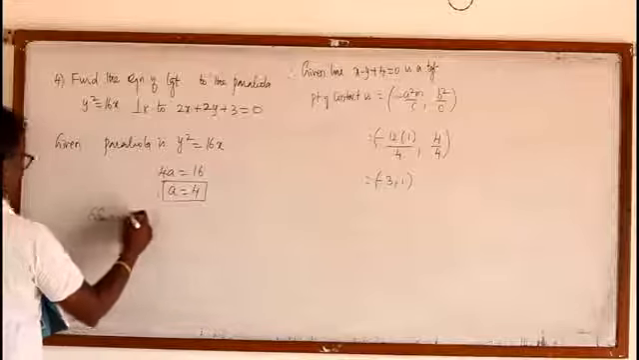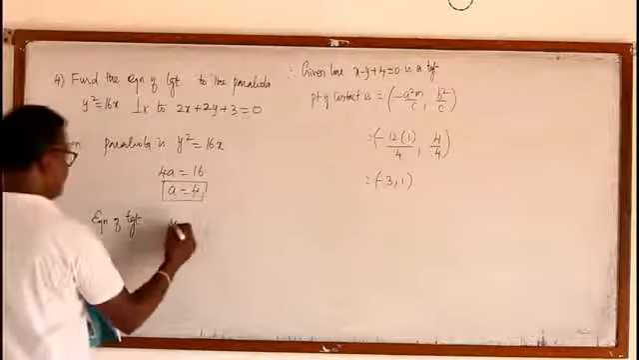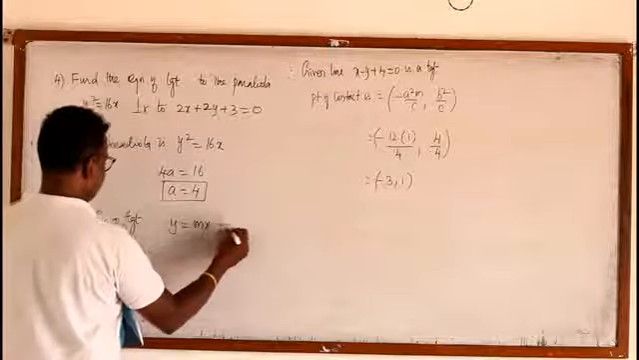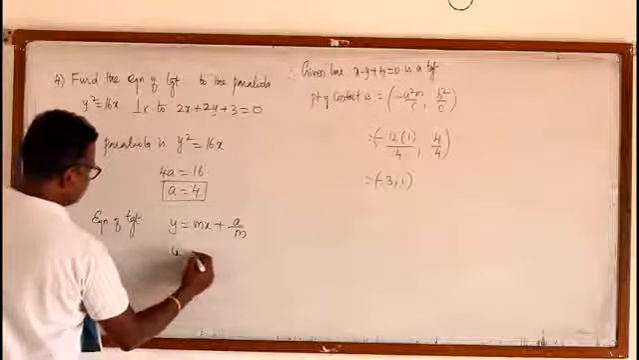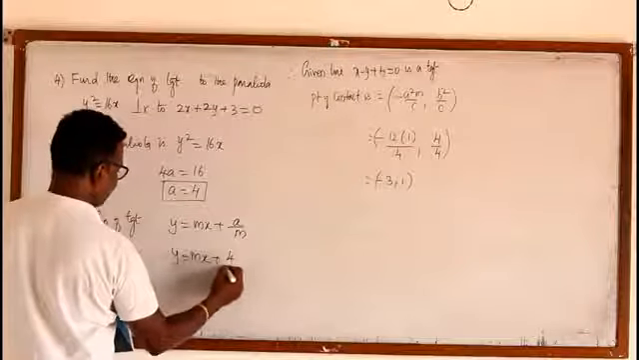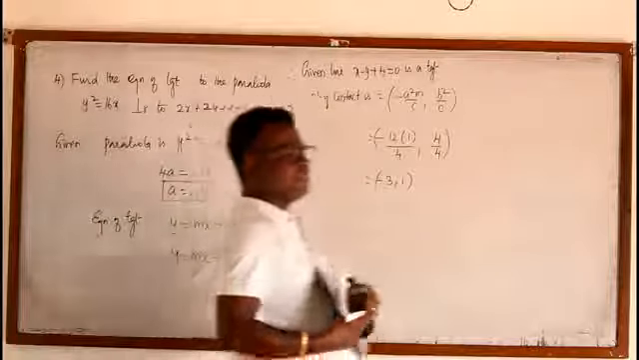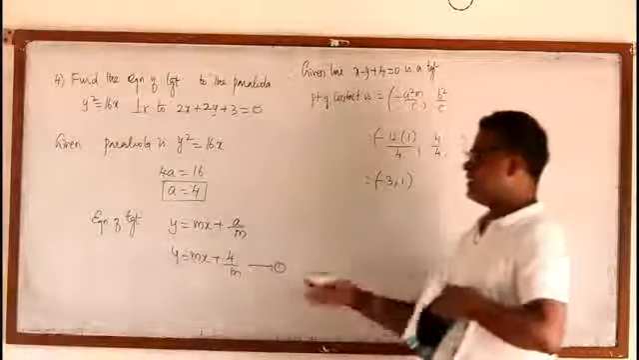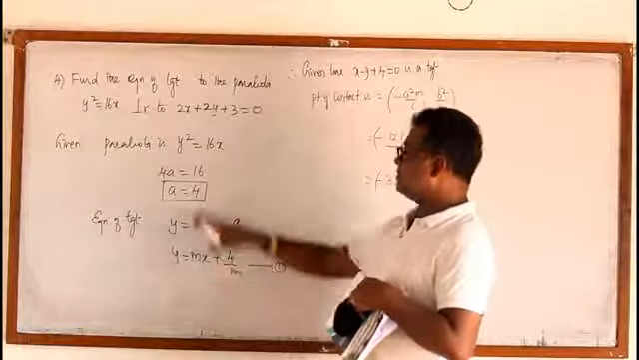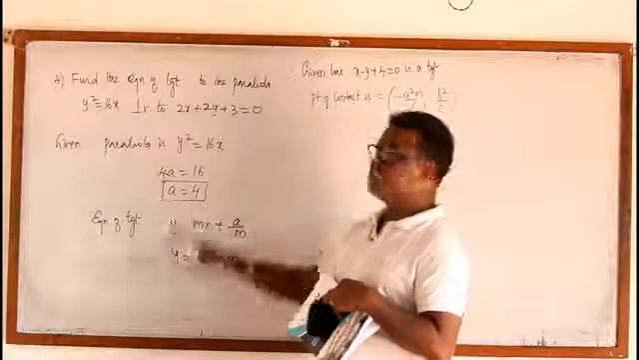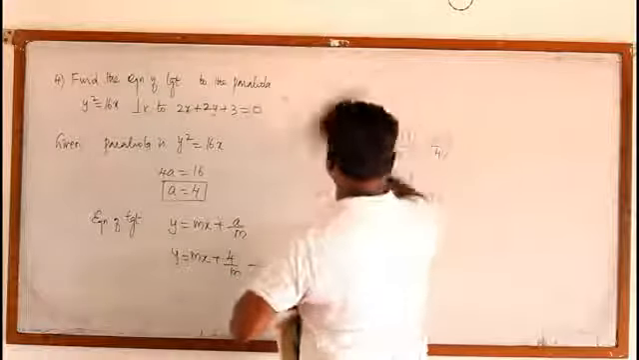Equation of tangent: I am going to write the equation of tangent in terms of m. That is y equal to mx plus a by m for the parabola. Remember, a is 4, so y equal to mx plus 4 by m. This is the tangent. Once I know the value of m, I can find the equation of tangent. To find the value of m, I can use the fact that the tangent is perpendicular to this given line.